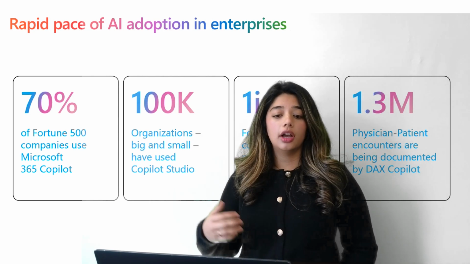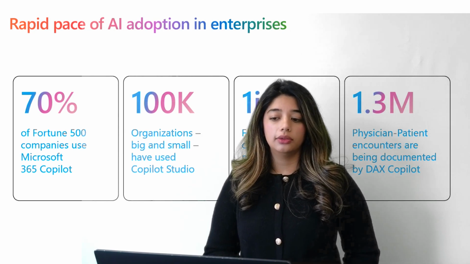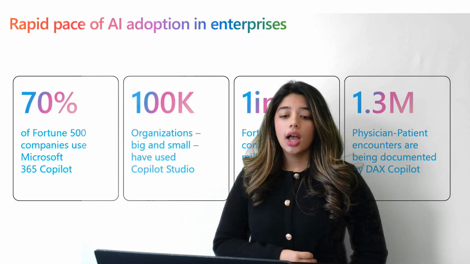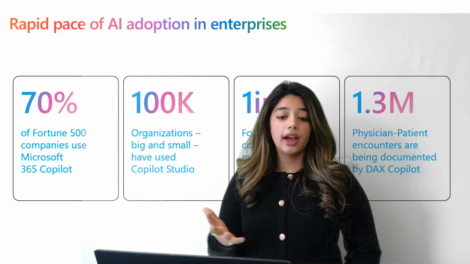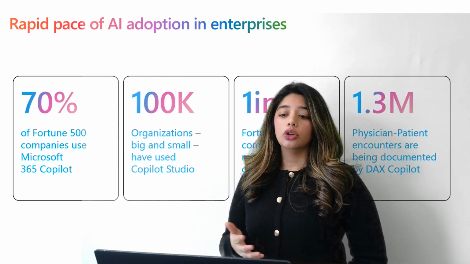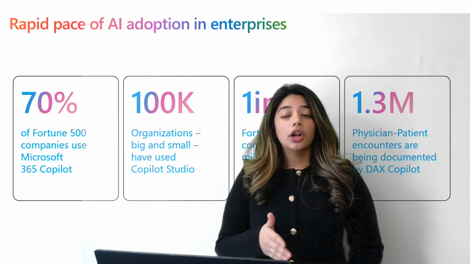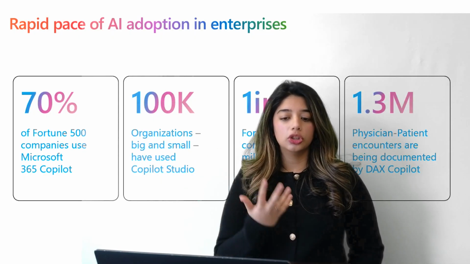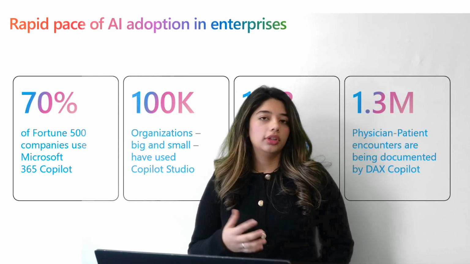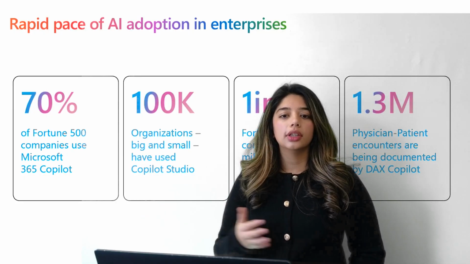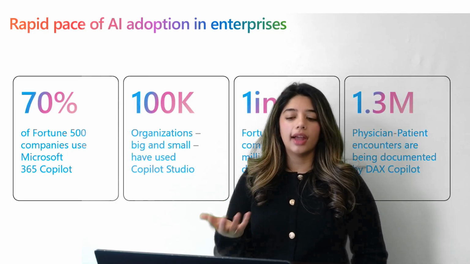We've seen a lot of growth in the AI sector in the past few years, and Copilot hasn't been out for that long. So 70% of the Fortune 500 companies are using Microsoft 365 Copilot, and they've seen a lot of productivity from it. 100,000 organizations ranging from large ones to small have used Copilot Studio. So they've deployed different types of agents to help improve their business processes and take over some of that repetitive tasks that they have to do.